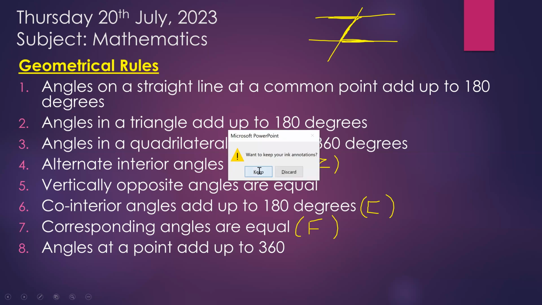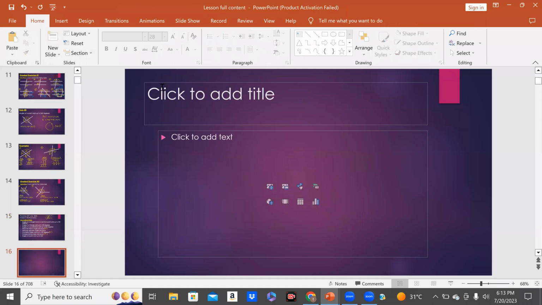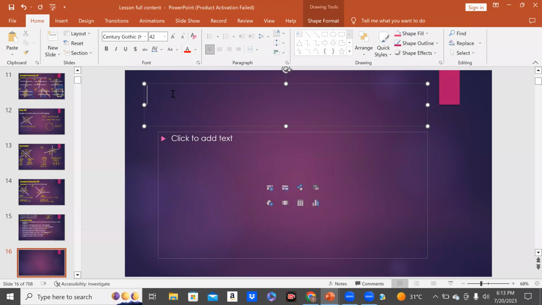All right, so let's get into some fundamental geometrical things that we need to learn. The first thing is we want to talk about complementary angles.